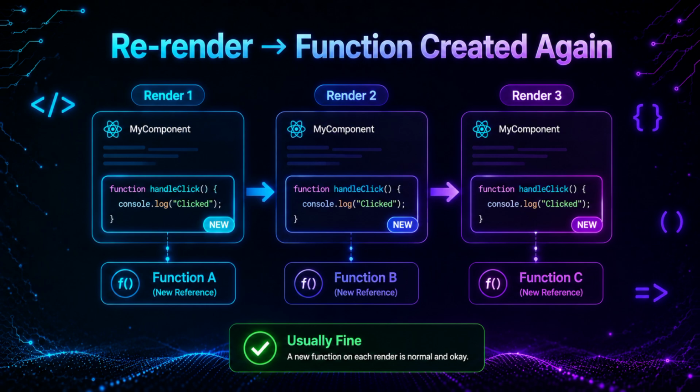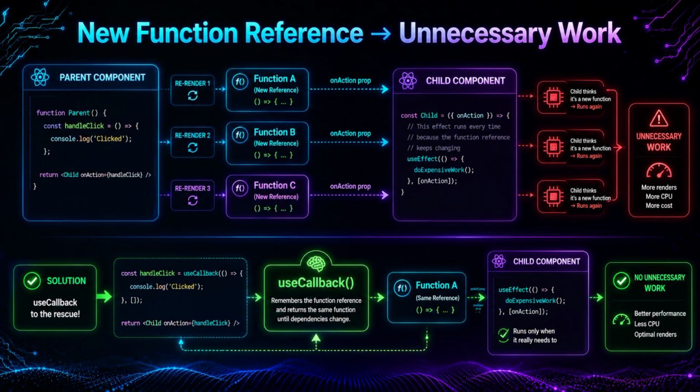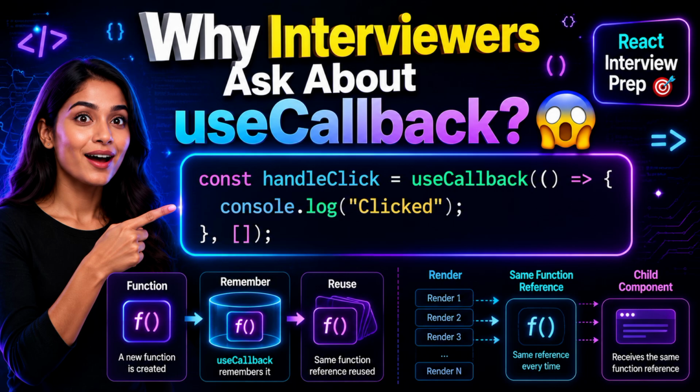Imagine you have a React component with a function inside it. Every time the component re-renders, that function is created again. Usually, that's completely fine. But what if that function is passed to a child component? The child may think it's receiving a new function every time. This can cause unnecessary work. That's where useCallback comes in.